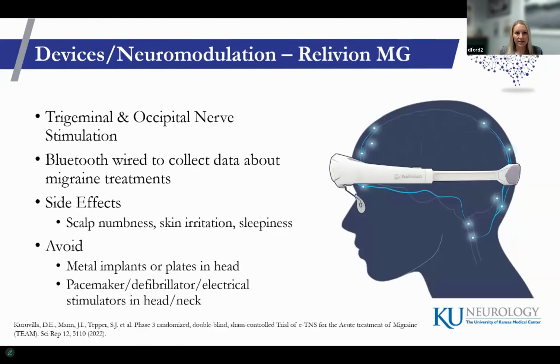Next slide. We have the Relivion MG. So this one hits the trigeminal and occipital nerves and stimulates both. Bluetooth wired, it collects data about your migraine, about your treatments, how you respond. And it's, again, fairly safe and easy to use. Anything electrical in the body, we want to avoid a lot of these things. I didn't include that on those slides, but if you're sharing electrical impulses, check with the cardiologist, check with your deep brain stimulators, those things before you utilize these. Next slide.